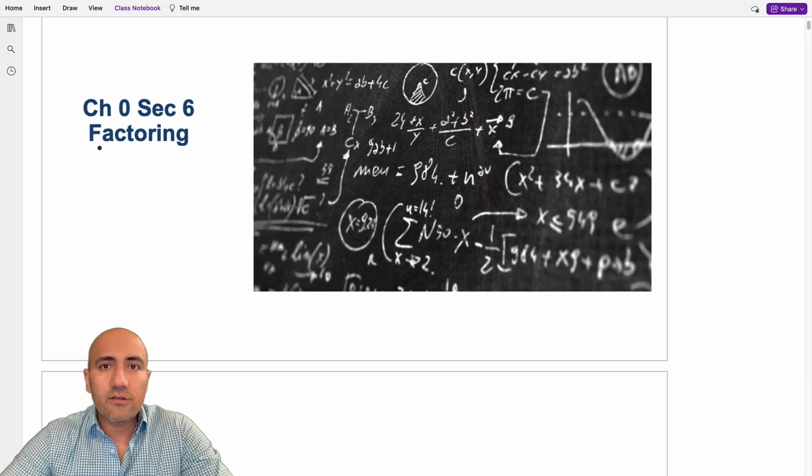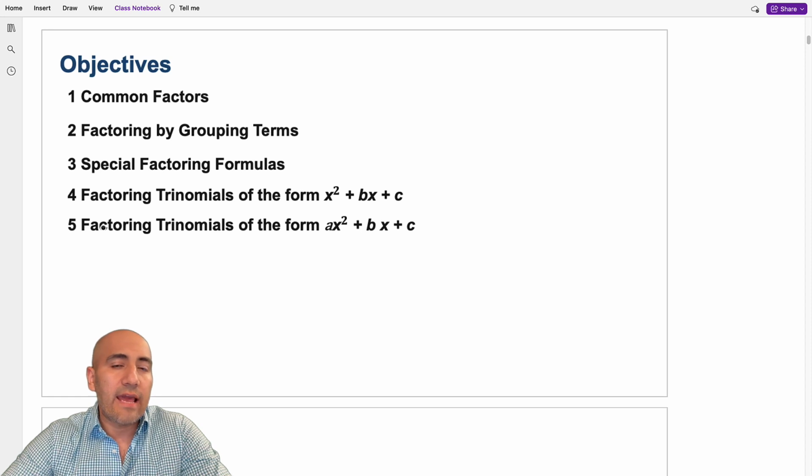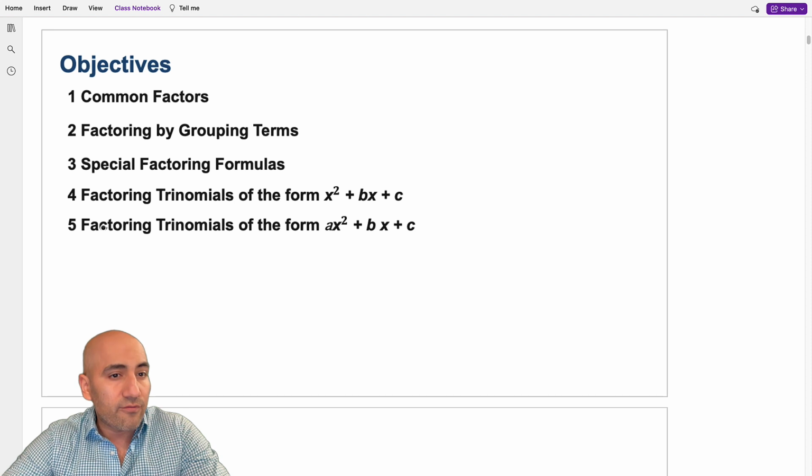Okay, Chapter 0, Section 6, Factoring. So in this section, we're going to learn how to factor polynomials. We're going to learn 5 different techniques: factoring common factors, factoring by grouping terms, special factoring formulas, factoring trinomials of the form x squared plus bx plus c, and finally factoring trinomials of the form ax squared plus bx plus c.